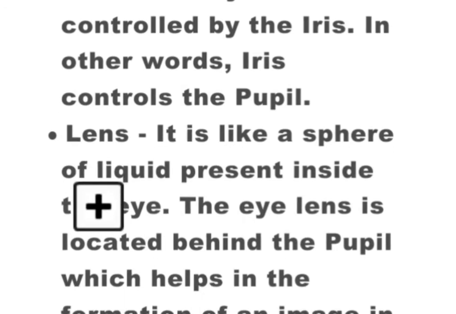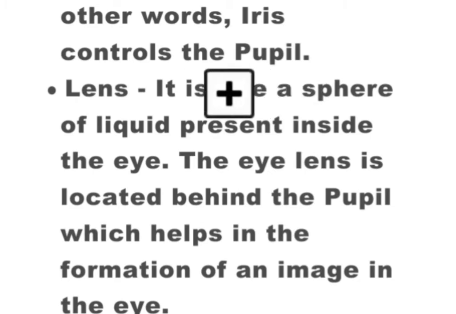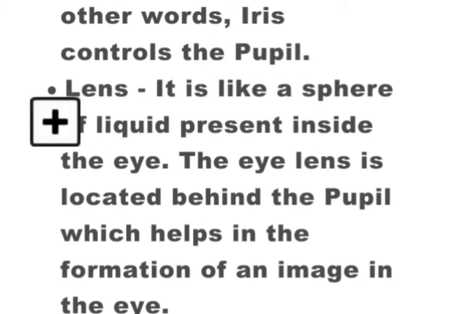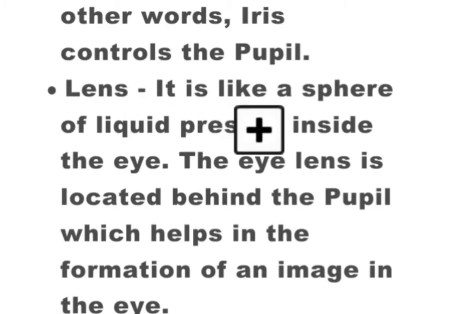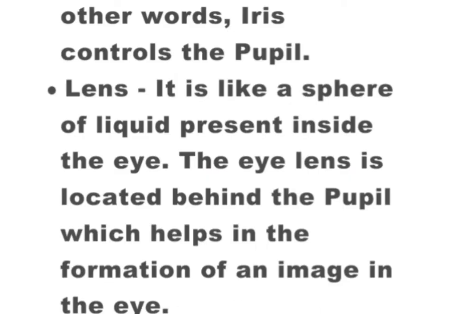Now, after passing the light through the opening in the iris, that is the pupil, it passes through the lens, which is also called the eye lens. The eye lens is like a sphere of liquid present inside the eye. It is located behind the pupil, which helps in the formation of an image in the eye.